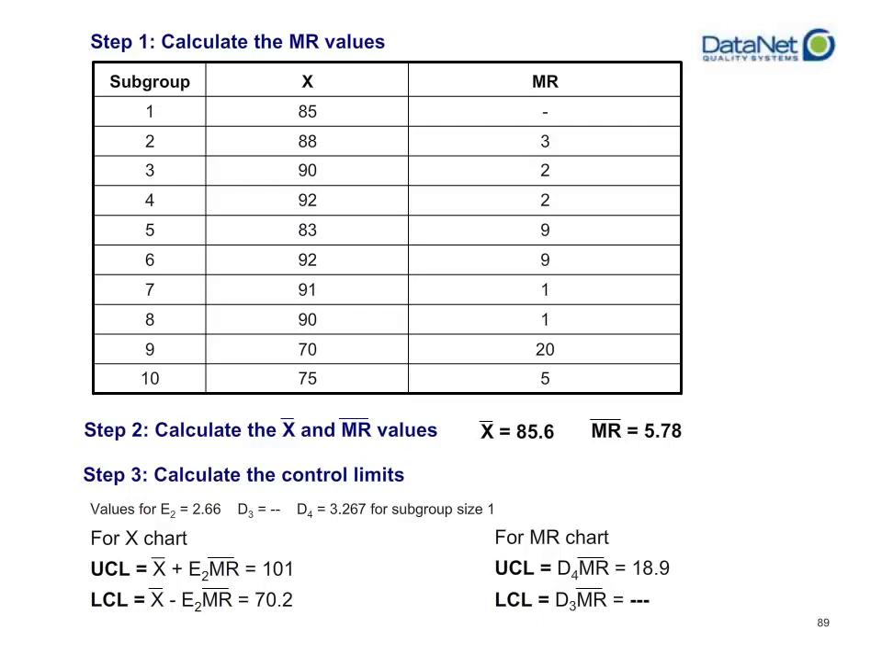I bet you can probably already see that this is going to have a drastic effect, particularly that 20 right after that 1 between subgroup 8 and 9, but we'll see it on the control chart how it's actually going to affect things. Upper control limit should be around 101. Your lower control limit for your X chart should be 70.2. And your upper control limit for your MR chart is going to be 18.9.